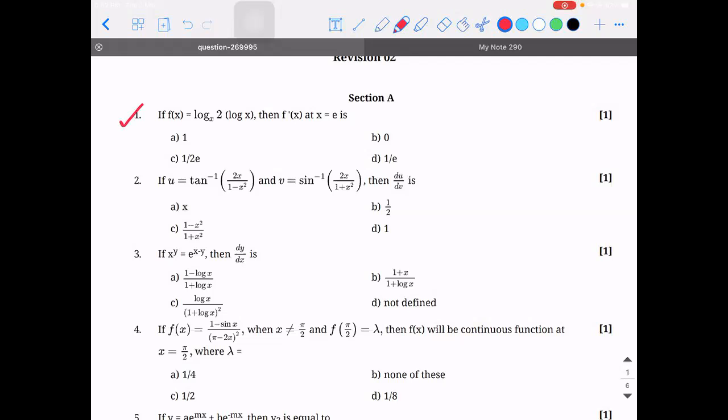So first one, how to do it. Actually, the question is log of log x base x square. We need to find f dash of x at point x is equal to e.